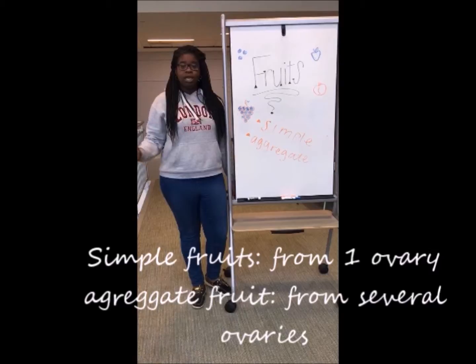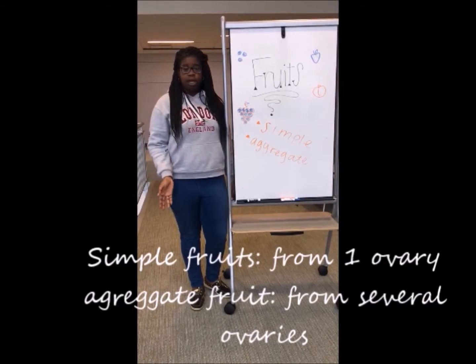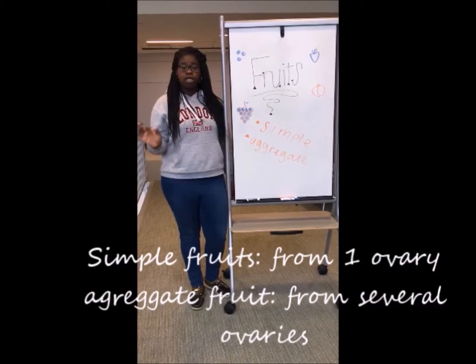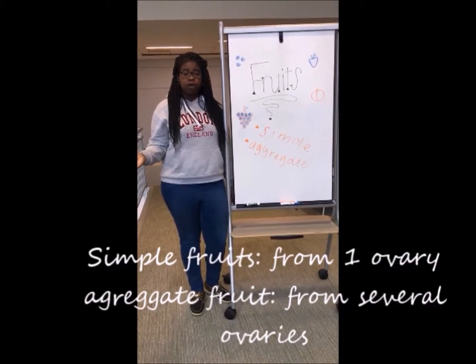The difference between a simple fruit and an aggregate fruit is the number of ovaries that a fruit is developed from. A simple fruit is developed from one single ovary, while aggregate fruits are developed from several ovaries.